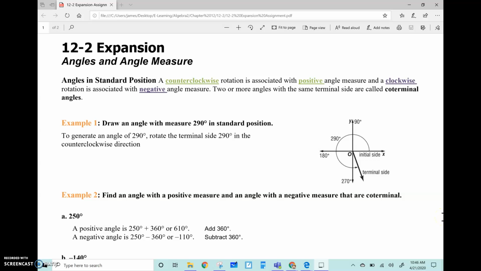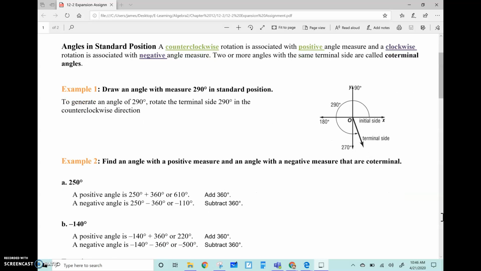All right, our next assignment for the week is we're going to stay in section 12.2, working with angles and angle measure, and we're going to expand on what we're doing to get a firmer grasp on that. So I went into the document and I've made some brief notes here for you to read over. It also has a couple examples. This is coming straight from your assignment, so you'll be able to reference these notes that are part of your expansion worksheet.